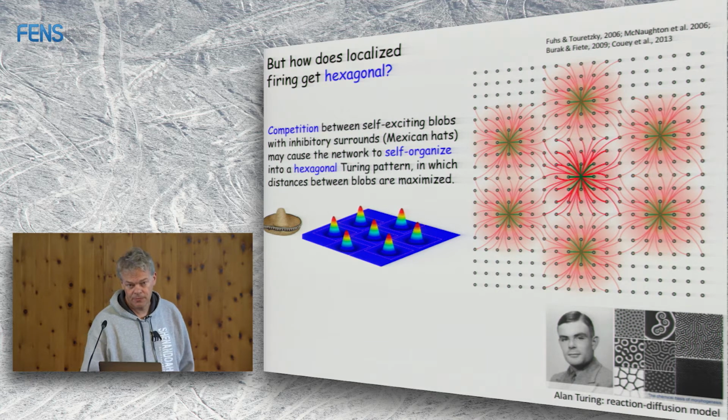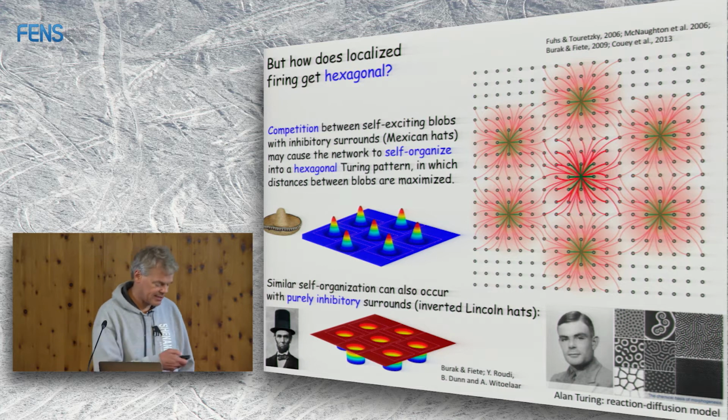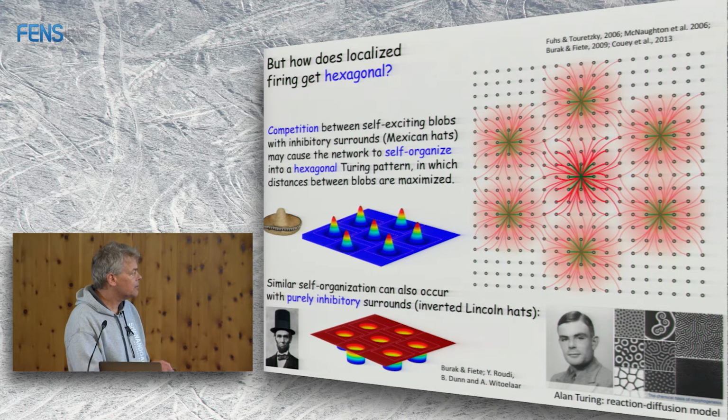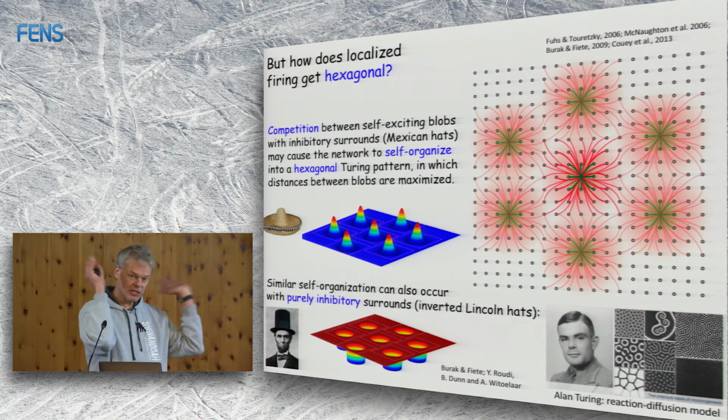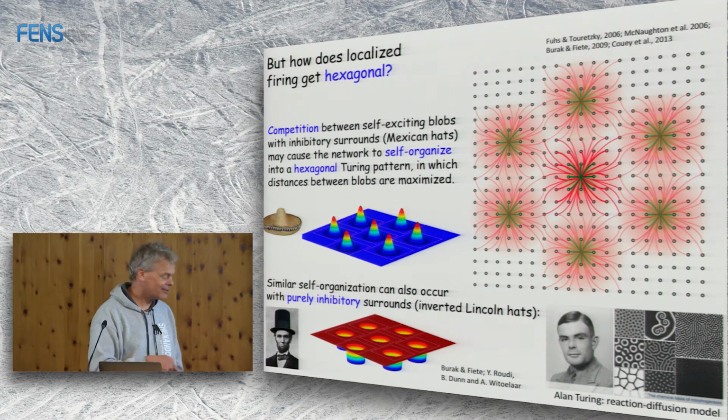All right. But let me also say that you don't actually need that excitation. You can even do the same with just inhibition. This is model work from Yoram Burak and Ila Fiete, and also Yasser Roudi at our institute has worked on that. You can conceptually understand that easily, because if you remove the excitation, all that matters is that you have a ring of inhibition, and you will again end up with such a pattern. In that case it's not a Mexican hat, then you can refer to it as an inverted Lincoln hat.